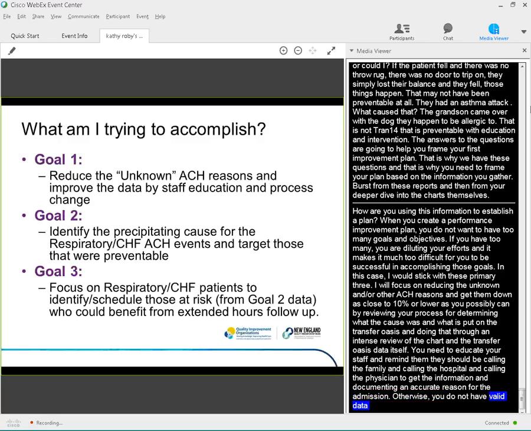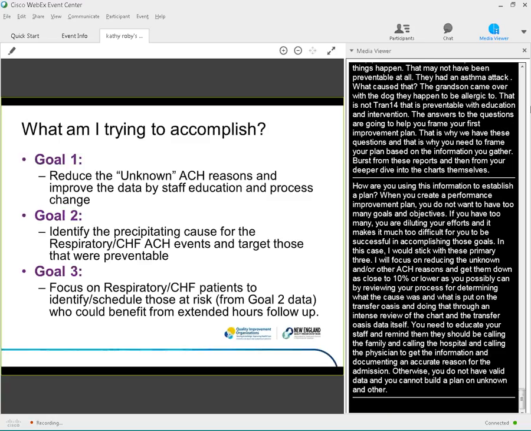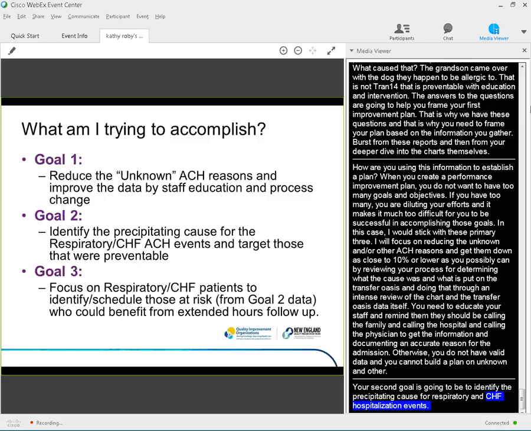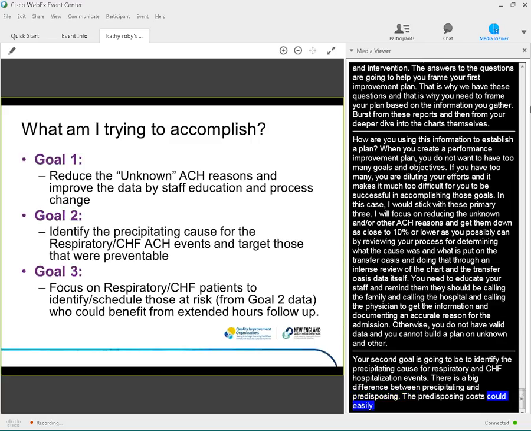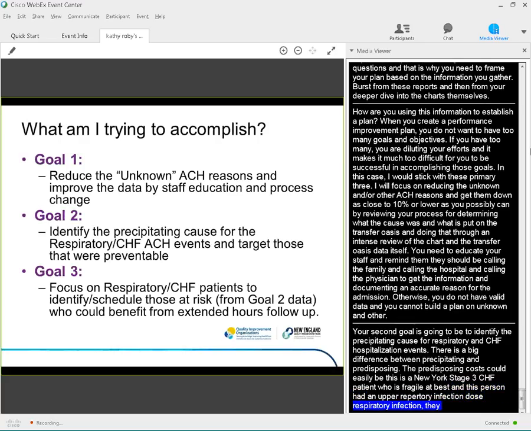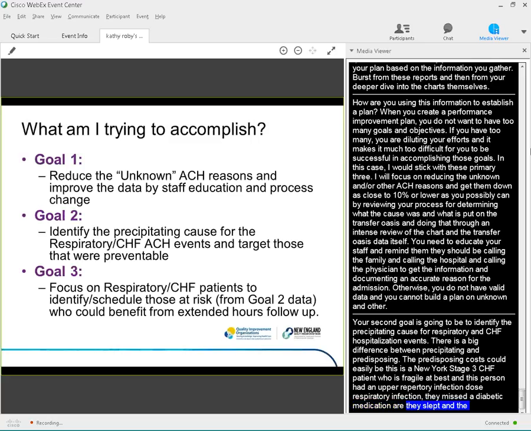Your second goal is going to be to identify the precipitating cause for respiratory and CHF hospitalization events. There's a big difference between precipitating and predisposing. The predisposing cause could easily be that this is a New York Stage 3 CHF patient who's fragile at best. This person had an upper respiratory infection. They missed a dose of antibiotic, missed a dose of their diuretic, and they slipped into failure. That missed medication is the precipitator. The underlying chronic illness is the predisposer.